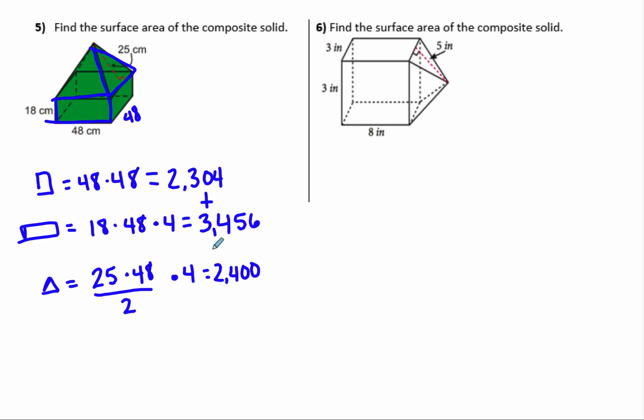Then our last step is to add those 3 values together. So we're adding 2,304 plus 3,456 plus our 2,400, and we get 8,160 square centimeters. All right, go ahead and pause the video and try number 6 on your own.